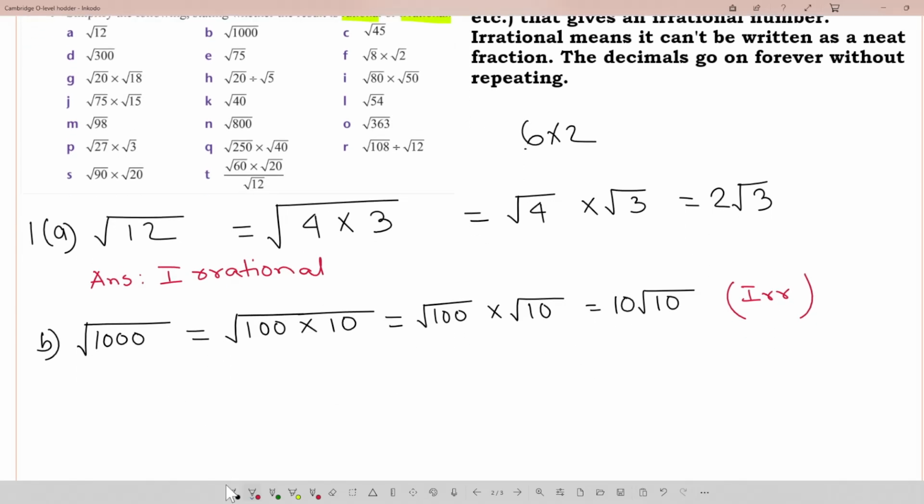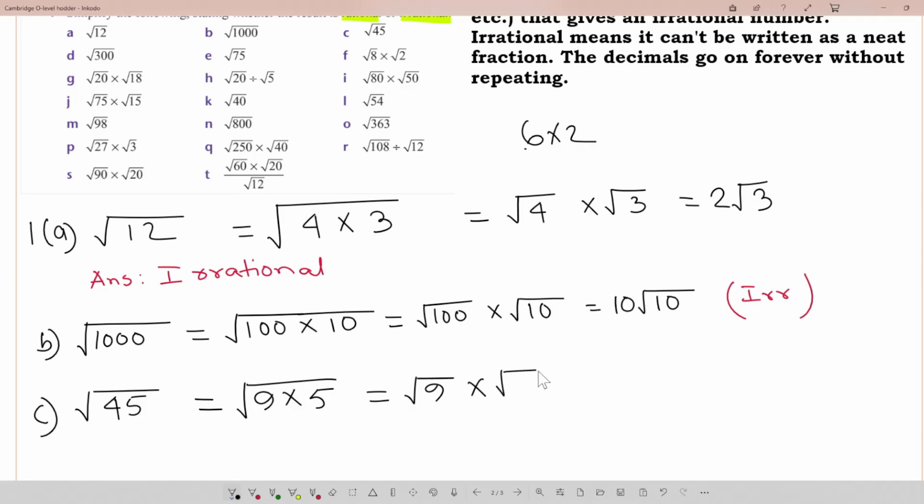Number C, root 45. Let's think, 9 times 5 is 45. So 9 is a perfect square. So 9 times 5, then root 9 times root 5, which becomes 3 root 5. This one is also an irrational number. I just write IRR, you can write the full word.